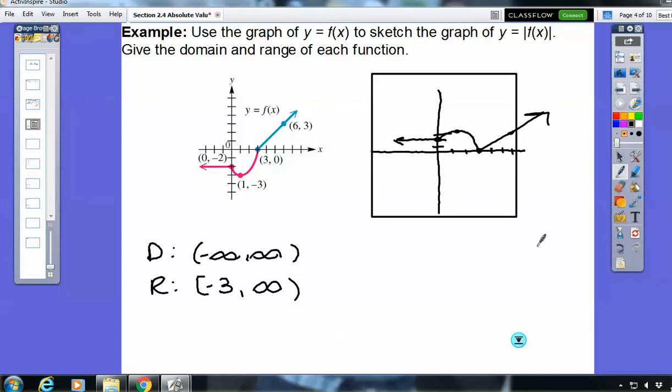What's the domain of this? The domain shouldn't change, but my range did. What's my new range? 0 to infinity, because you can't have negatives with an absolute value.